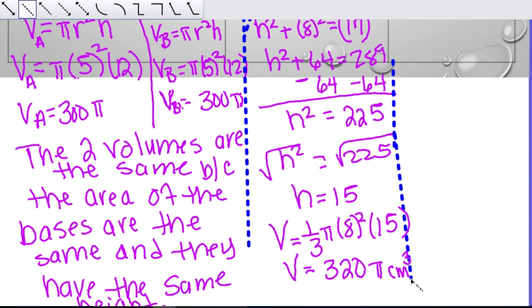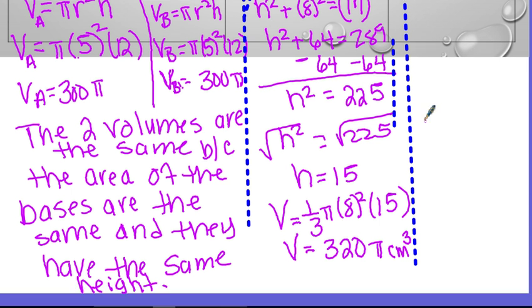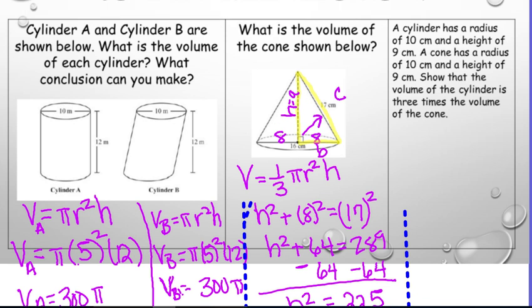Okay, let me give some space in between these two sides so we can do the next problem. Okay, so the next problem, it says a cylinder has a radius of 10 centimeters and a height of 9 centimeters, and a cone has a radius of 10 centimeters and a height of 9 centimeters. Show that the volume of a cylinder is 3 times the volume of a cone.